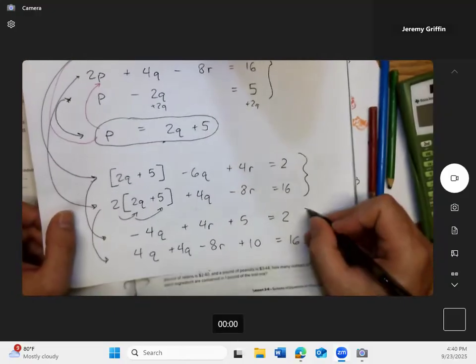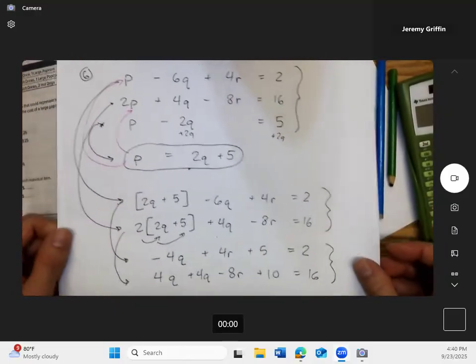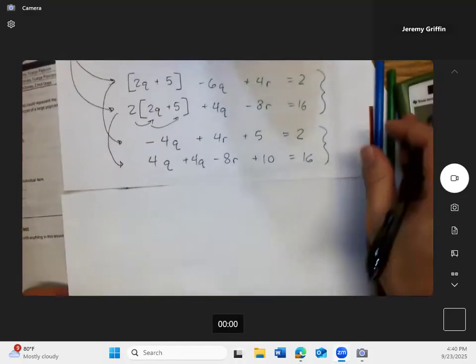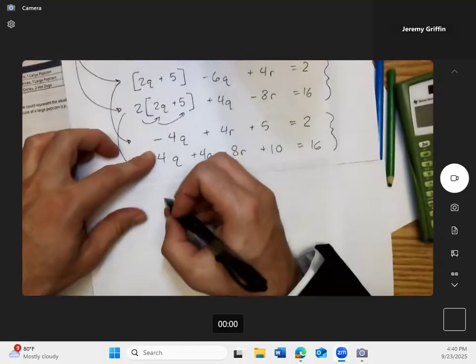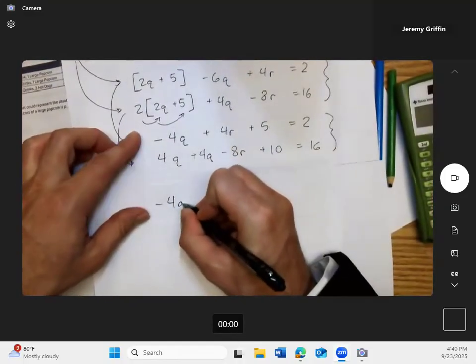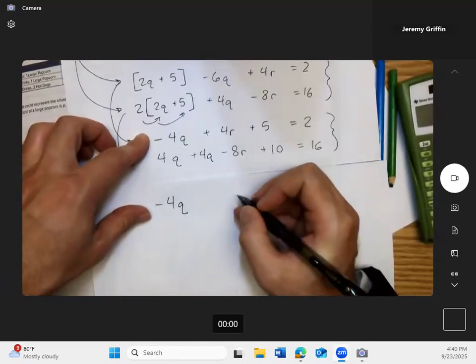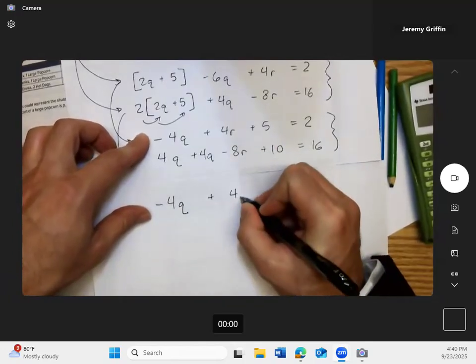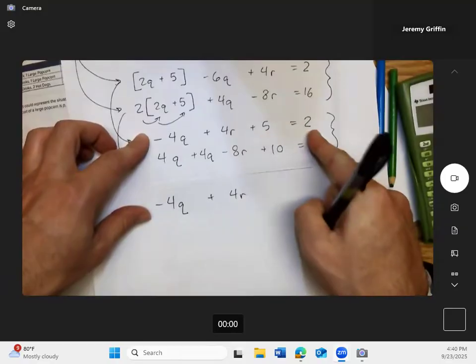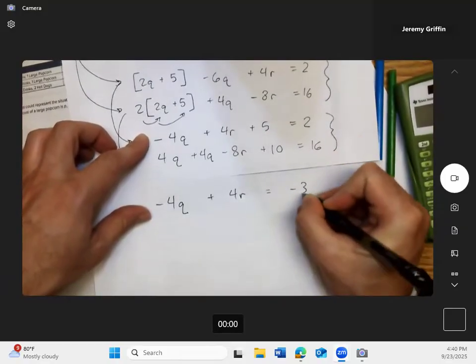So that looks a little messy. That's kind of an intermediary step. So I have to keep going, keep cleaning this up. So rewrite this again as negative 4q. So keep this right here. Okay. Plus 4r. Maybe I could subtract over 5 and say that's equal to negative 3. Okay, that would be okay, right?